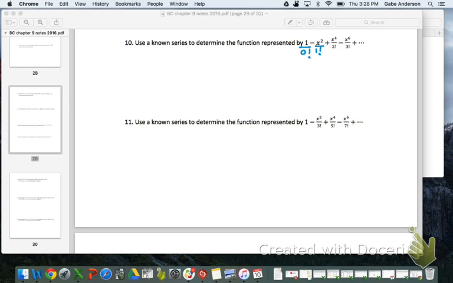Like I said, factorial pattern is going to be pretty key. So the function that I know about that has a pattern like that is e to the x. e to the x is 1 plus x plus x squared over 2 factorial plus x to the third over 3 factorial plus dot, dot, dot. And so now I've got to look and try to decide what has been done, because the factorials here do match e to the x, but the x's definitely do not.